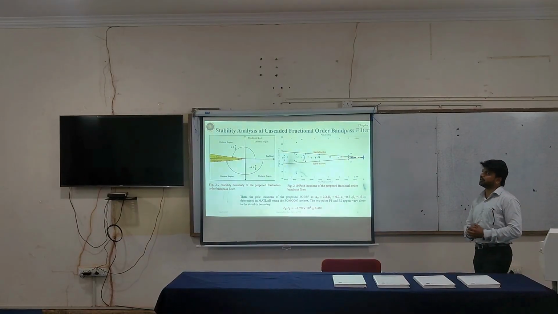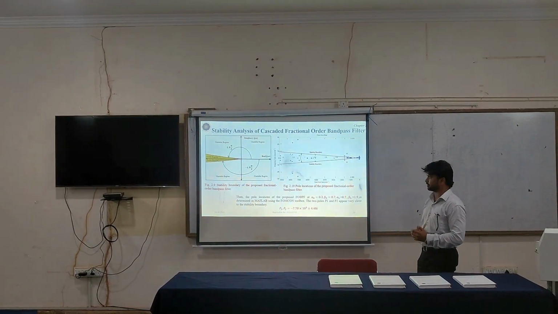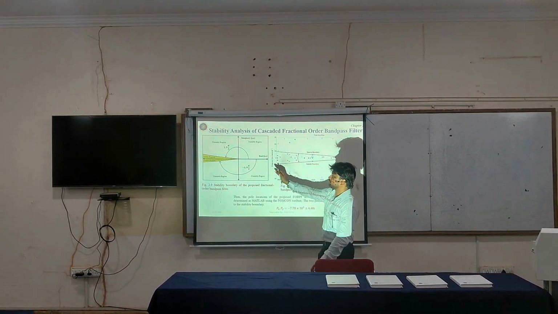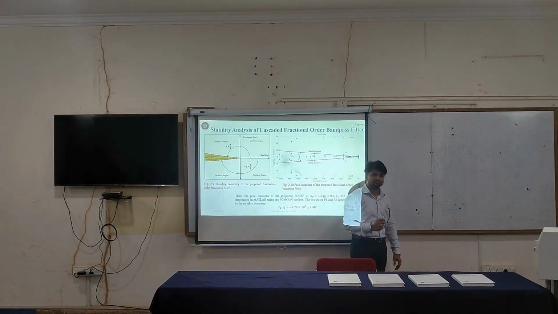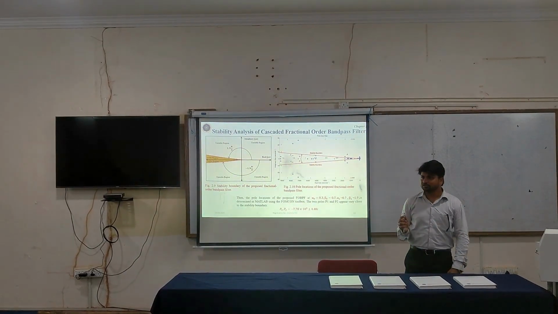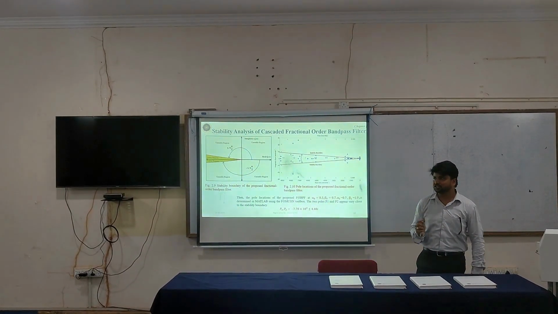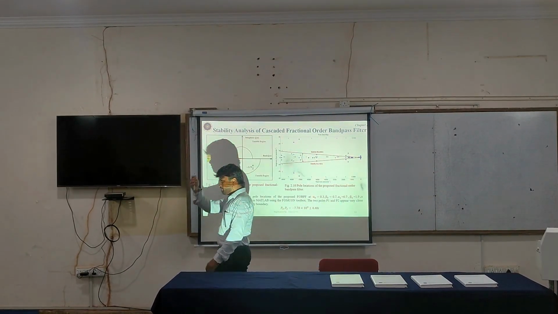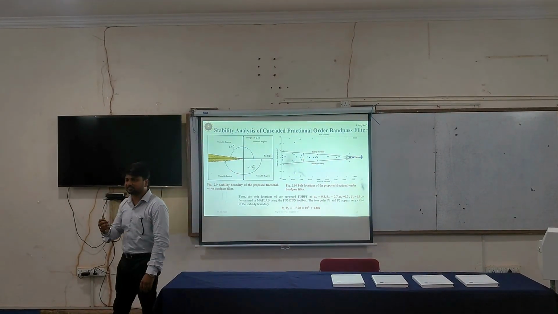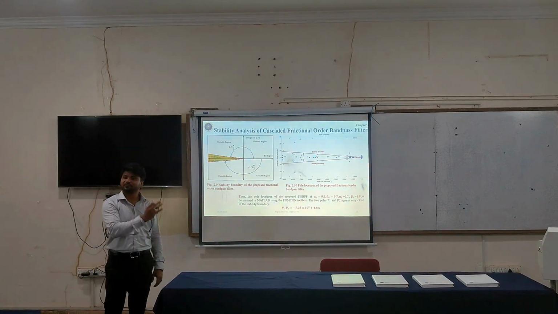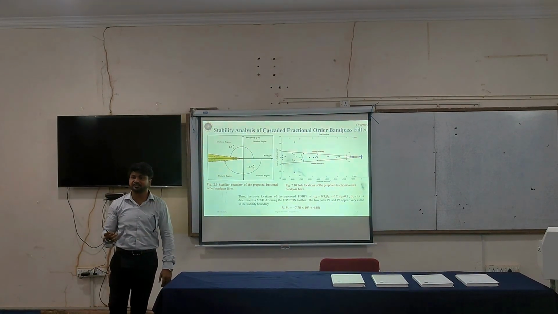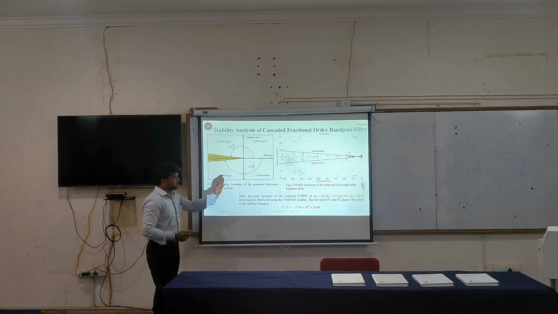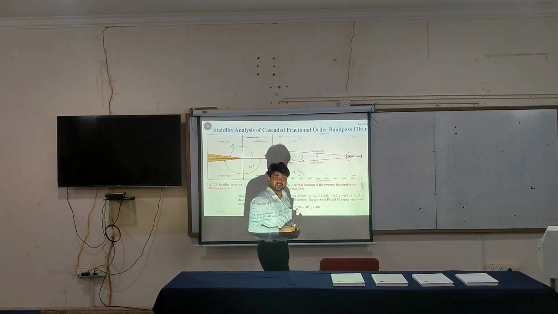Now, the stability analysis of the fractional order bandpass filter. Here, this is the criterion for stability in the case of a fractional order system. In the case of a general system or a classical integer order system, if the poles lie on the imaginary axis, then it is marginally stable. On the left hand side it's stable, on the right hand side it's unstable. But in this case, there is something different.